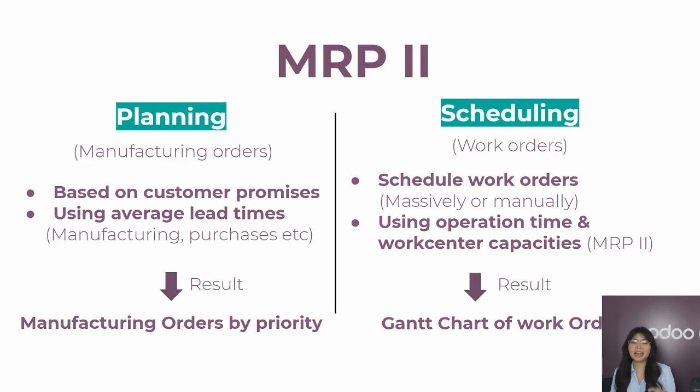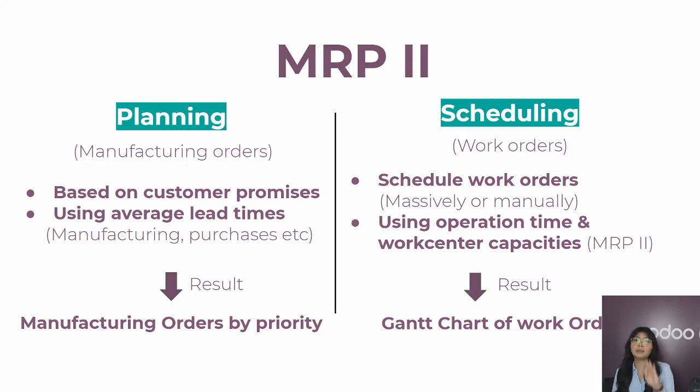Meron din tayo mga average lead times na pwede natin i-add on dun sa mga products natin or sa manufacturing orders natin. And ang magiging result nun is essentially yung manufacturing natin, yung processing at yung pagplano natin sa kanya nakadepende sa priority. Depende kung kailan siya dapat dumating at kung ilan ang dapat na dumating sa ating mga stores at sa ating mga customers.